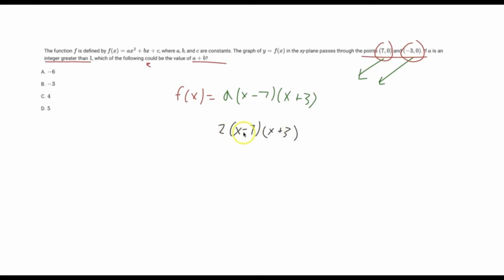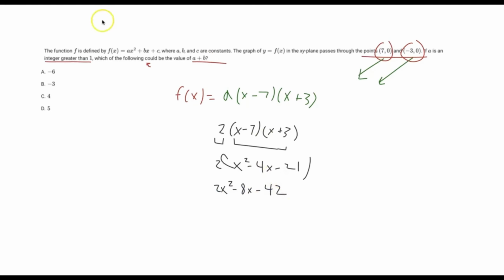So now we can just expand this out. So let's just do this part first. So we have x squared, and then we'll get negative 4x, and then minus 21. So then we have to apply the 2 right here to the outside. So then we have to multiply this entire thing by 2. So then we get 2x squared minus 8x minus 42.